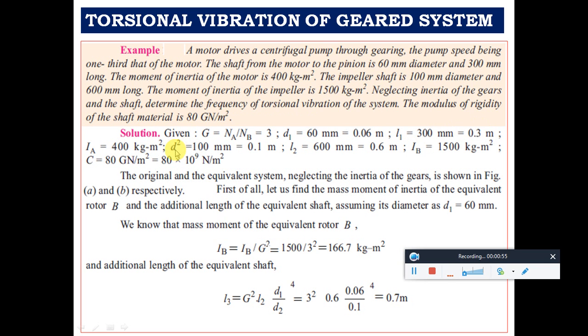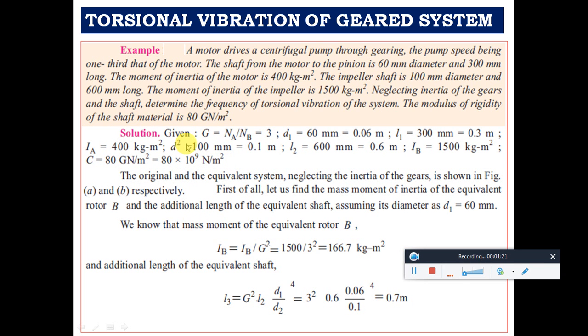And this is not d square, actually this is d2. So that is 100 mm, 0.1 meter, and L2 is 600 mm, so that becomes 0.6 meters, and its mass moment of inertia is 1500 kg m square. And the rigidity modulus of the shaft material is given as 80 giga-Newton per meter square. So 80 into 10 power 9 Newton per meter square. The giga stands for 10 power 9.